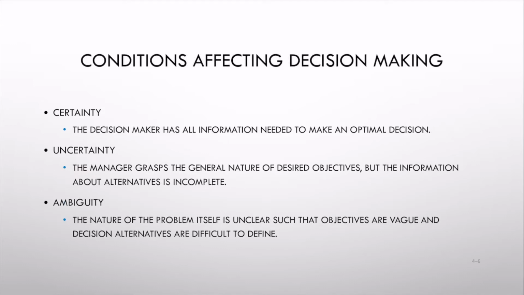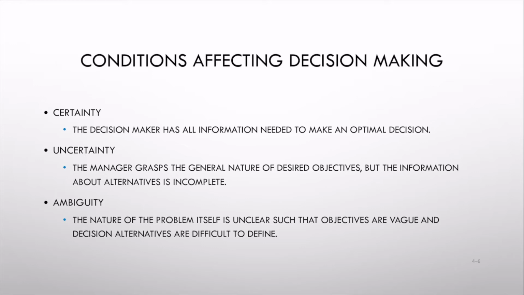Now, there are conditions affecting decision-making. Not every decision is easy, and it's a lot of times not every decision is made in a perfect circumstance. First of all, you have a degree of certainty, and that's the decision maker has all the information needed to make an optimal decision. And I can tell you, as a business leader, as a pastor, you don't have all the information a lot of times that you need to make an optimal decision. Oftentimes, you just do the best with what you've got.